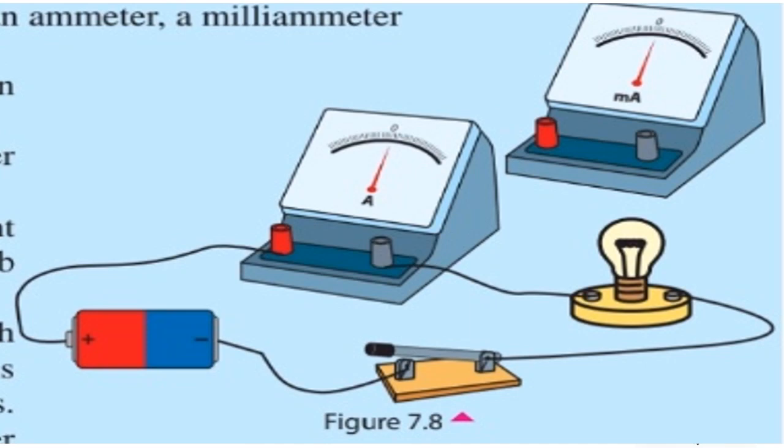The electric current flowing through the above circuit is less than 1 ampere. Therefore, it is suitable to use a milliammeter to measure a small current. An ammeter is suitable to measure large currents, while a milliammeter is suitable to measure small currents.